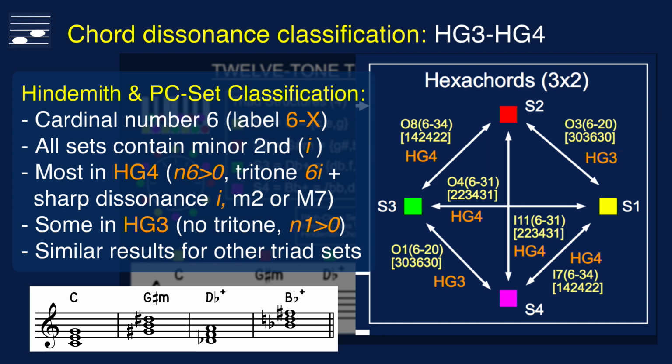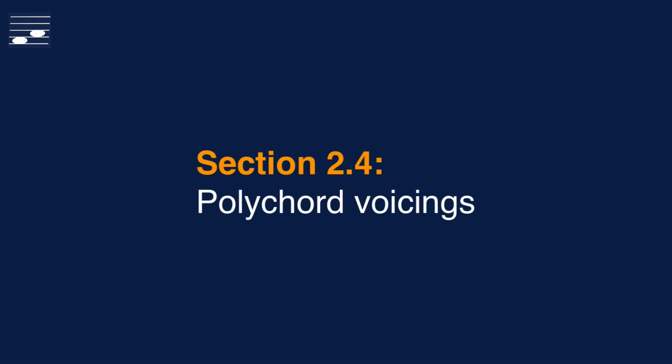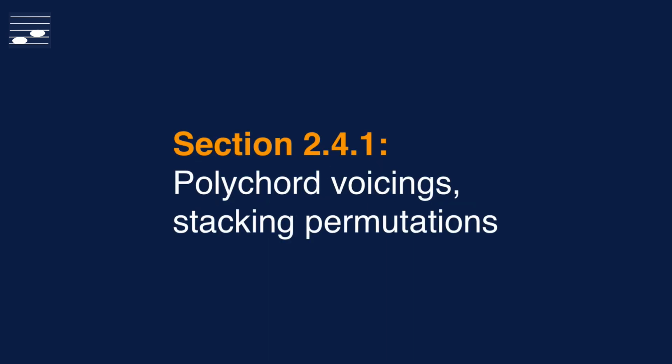You'll find similar results for the other possible 12-tone triad sets. These are all chord structures with high dissonance level. In this subsection we'll look at polychords, that is the stacking of two triads, for which there are several permutations.